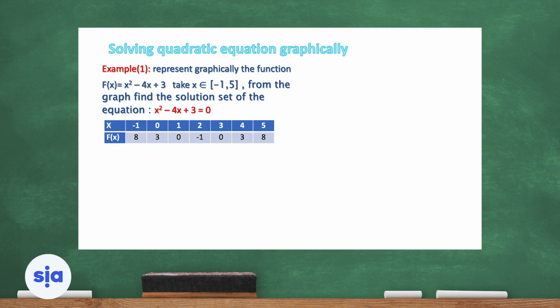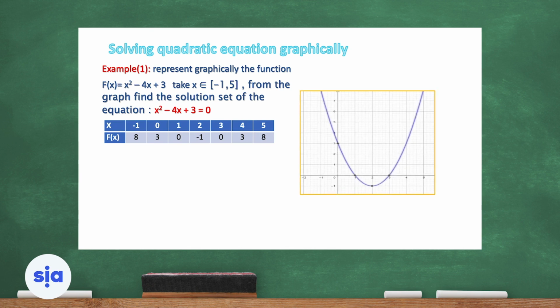And when you substitute the values of x in the function itself, you will get the results: when x is equal to negative 1, the result is 8. When x is equal to 0, the result is 3. When x is equal to 1, the result is 0, and so on. If you plot these points on the graph, it will appear as a parabola. The shape of the quadratic equation, we call it a parabola.